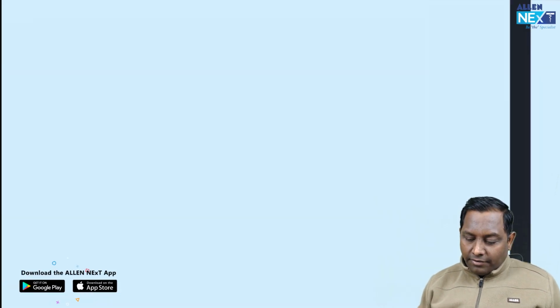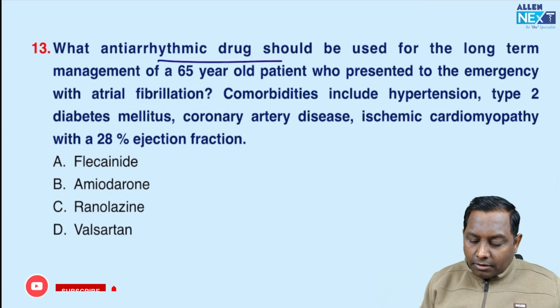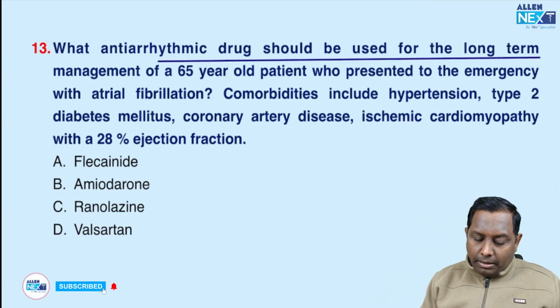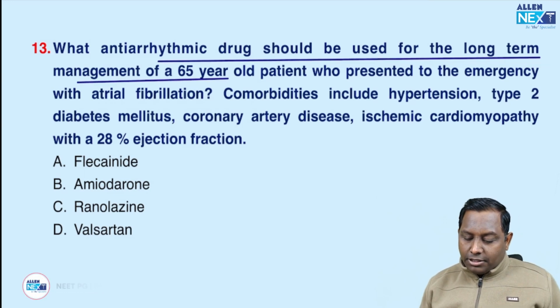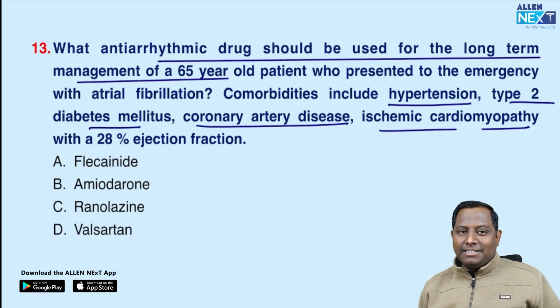The next question is about which antiarrhythmic drug should be given for the long-term management of a 65-year-old man presenting with atrial fibrillation. Comorbidities include hypertension, type 2 diabetes, coronary artery disease, ischemic cardiomyopathy, a lot of things, and there is a 28% ejection fraction, that is also on the lower side.